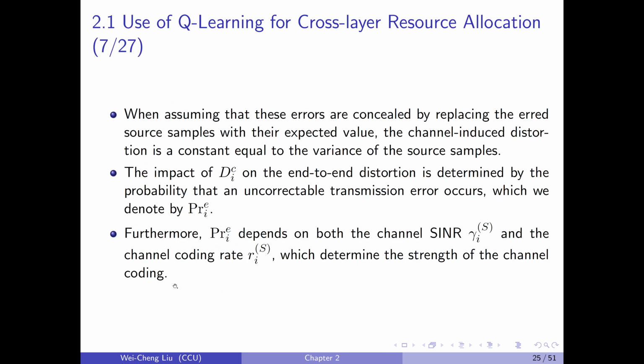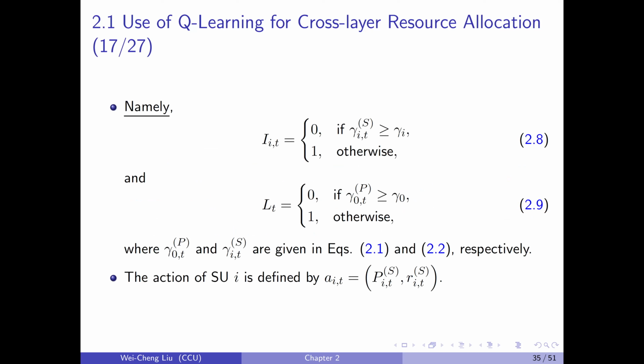Let us go back to equation 2.8. And L^t is equal to 0 if gamma_0^p is greater than or equal to gamma_0, where gamma_0^p is the SINR of the primary user at time t, and gamma_0^p is given in equation 2.1.